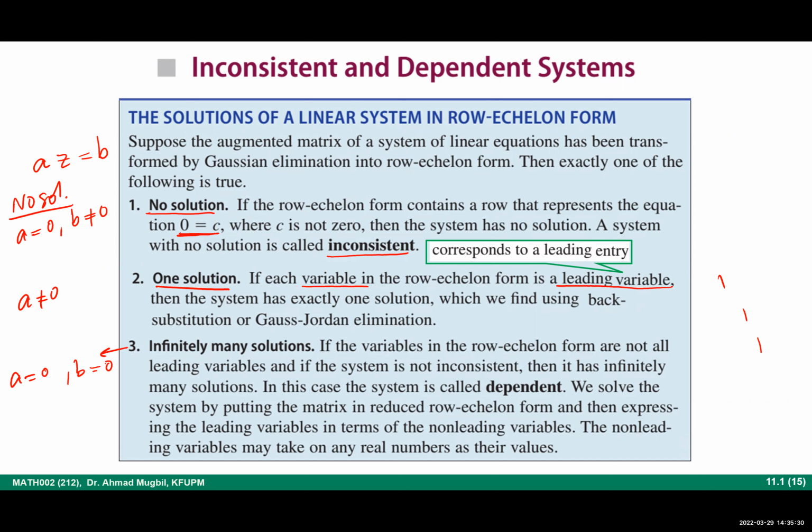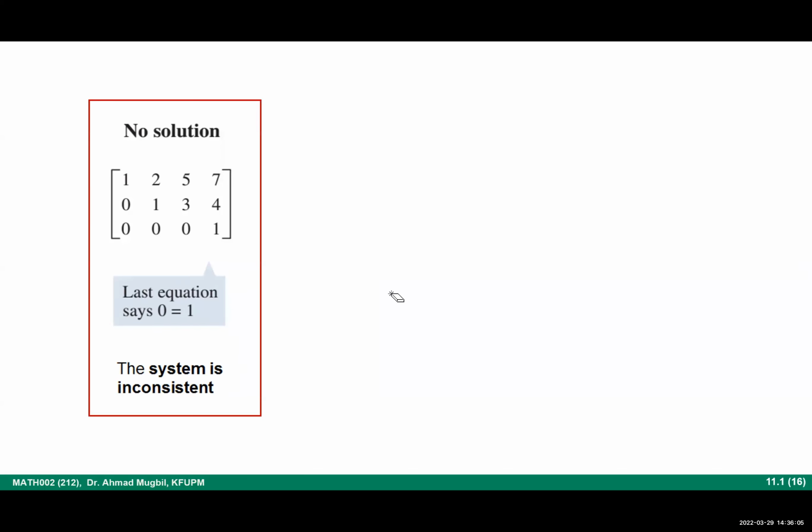If all the entries are zeros. In other words, no variable is a leading variable. All of them are not leading variables. This is the case we will have here, like this. What do you think here? What is the case that we have here? If this is the augmented matrix of the system after writing it in the row echelon form, look at the last result here. What does it say? It says 0z equals to what? Possible? No. So this system has no solution, and we call such a system inconsistent.